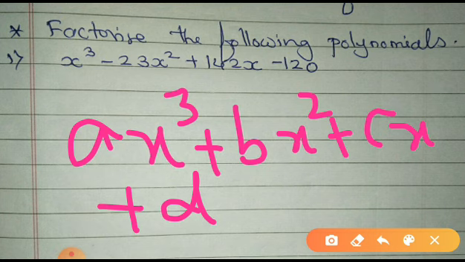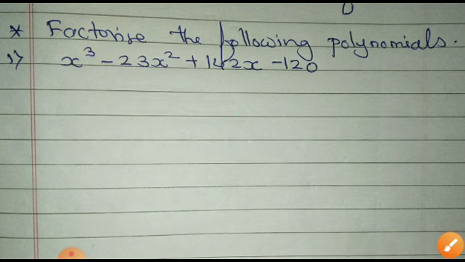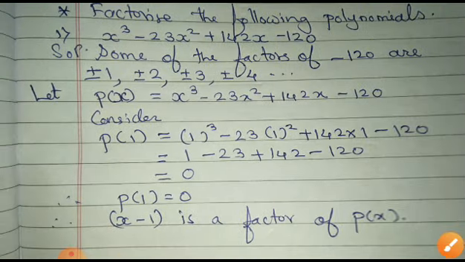Now just find a into d. What we did previously was a into c, for a quadratic. Here it is a into d. What will I get? 1 into minus 120, I'll get minus 120 itself. After that, just write down a few factors of minus 120.